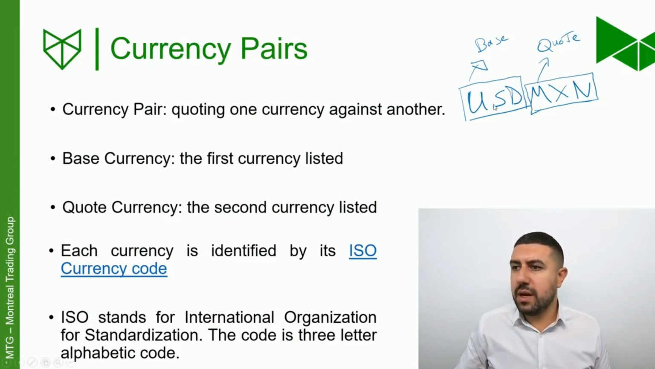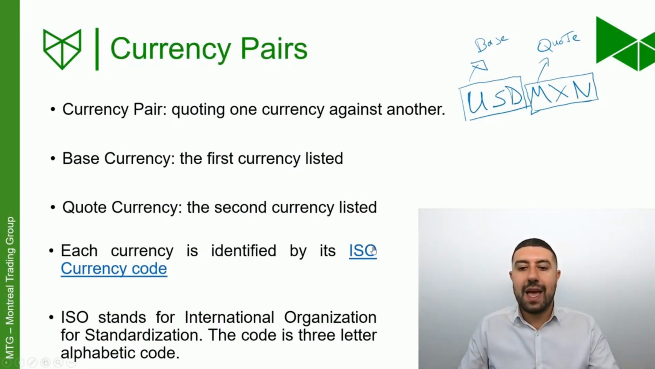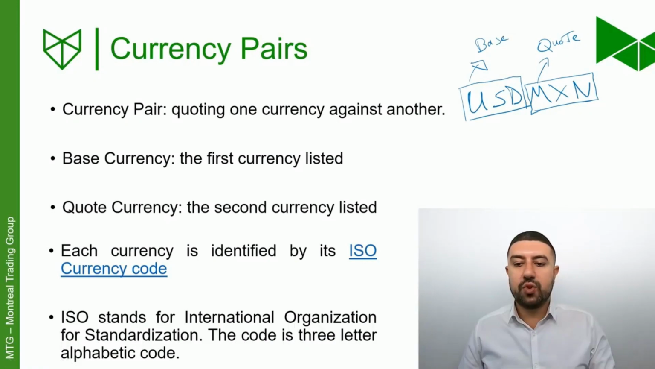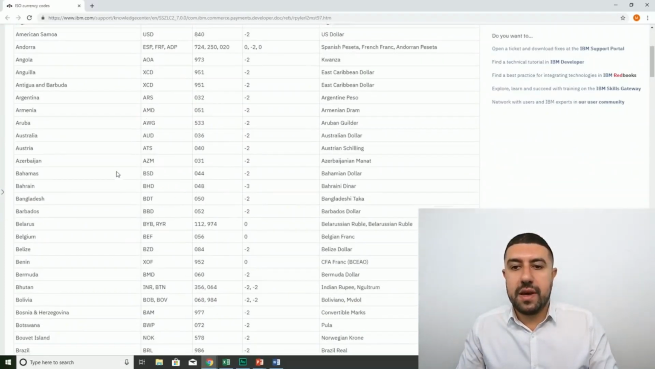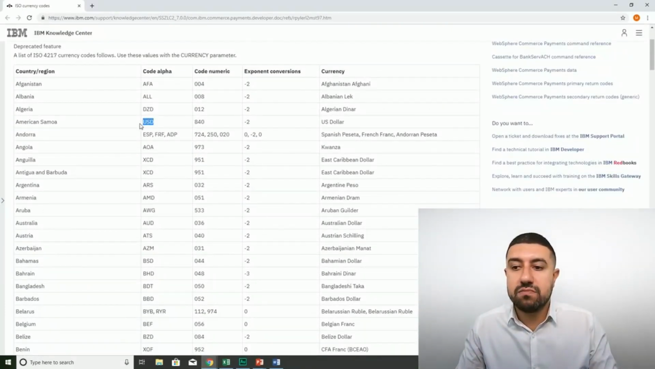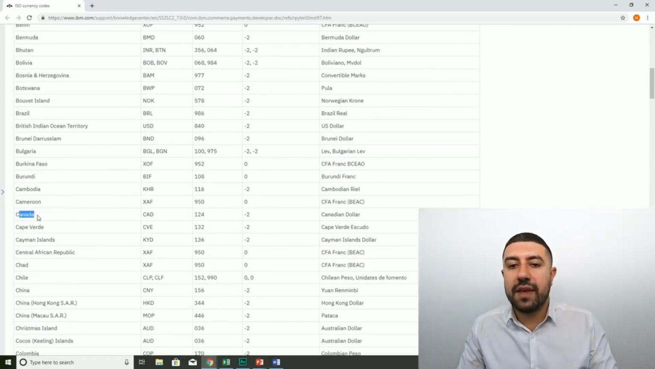Now, the way we write these currencies, why didn't we just write US? Or why didn't we just write peso? Why did we write this? Because each currency is identified by its ISO currency code. ISO stands for International Organization for Standardization. And if I open it here, you'll see that for each country in the world you have a code, the ISO code. And this code is 3 letters. It's just a standard, so everybody can understand each other.